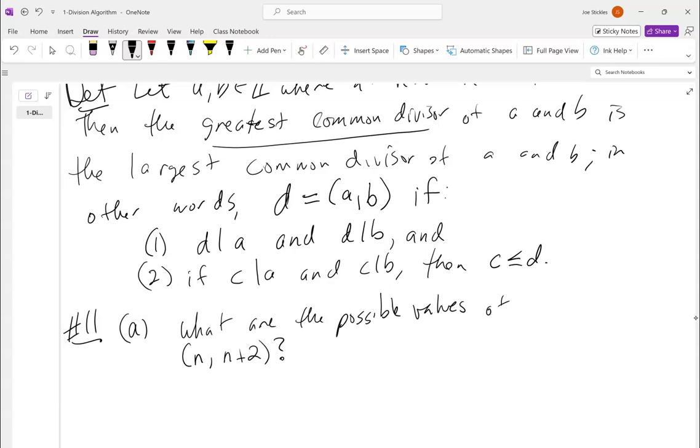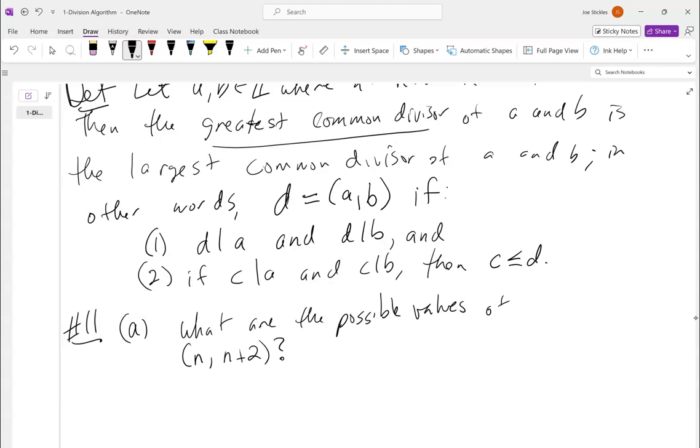But let's just think about it. If you have no idea, you might want to just start plugging in some numbers, right? Plug in some different values for n. Well, if I plug in 1 for n, what numbers do you get? 1 and 3. GCD of 1 and 3 is 1. Plug in 2 for n now. What do you get? 2 and 4. GCD is 2. Plug in 3, you get 3 and 5, and the GCD is 1. Plug in 4, you get 4 and 6. The GCD is 2, right? So what do you think the possible values are? 1 and 2. Hey, that's a big surprise. But let's see why. Okay.